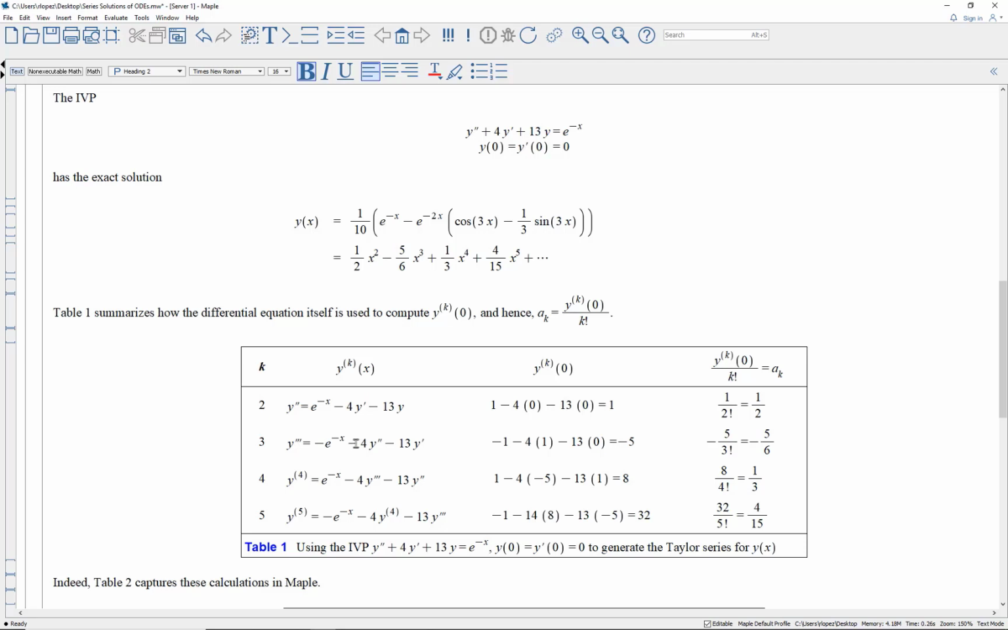To get A3, the next coefficient, differentiate this equation. So this is the derivative. We know y prime. We've just computed y double prime. This is the derivative of f evaluated at x equals 0. These are the numbers. Comes out to be -5. So you divide by 3 factorial, and that coefficient is -5/6.